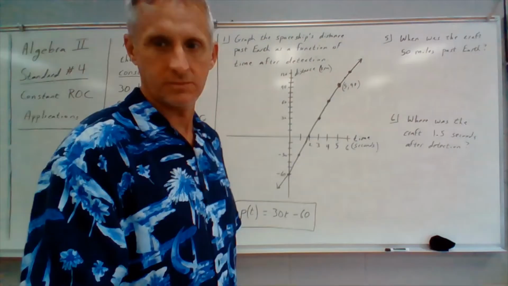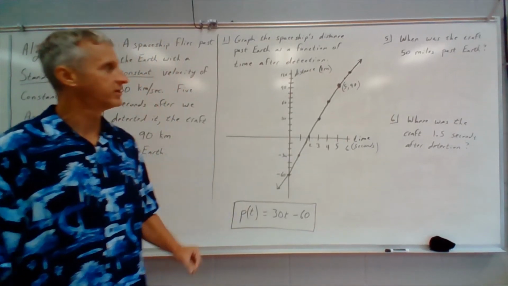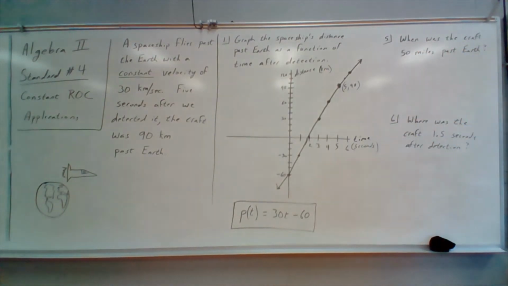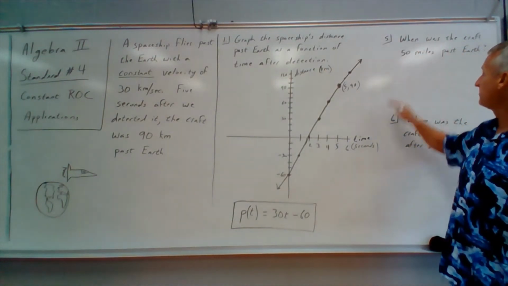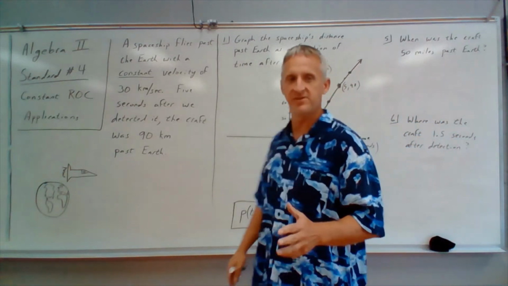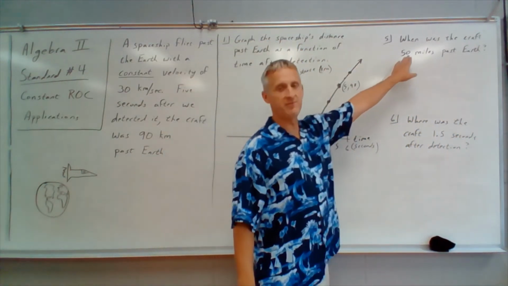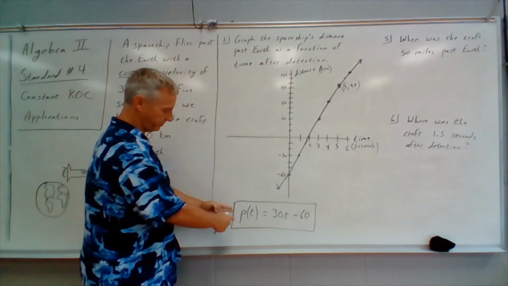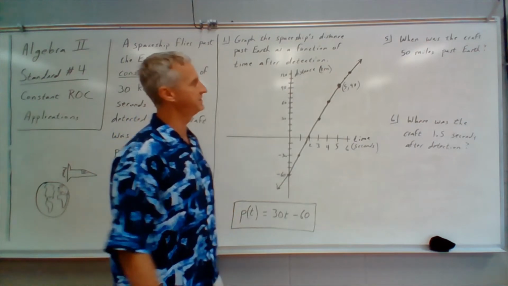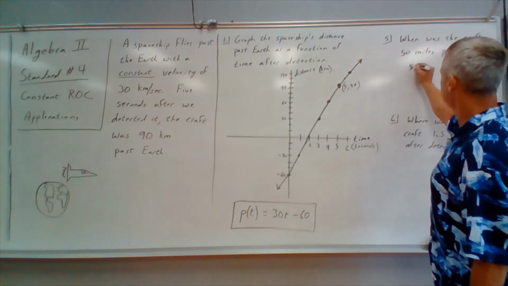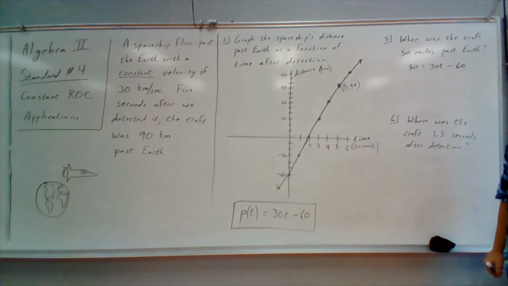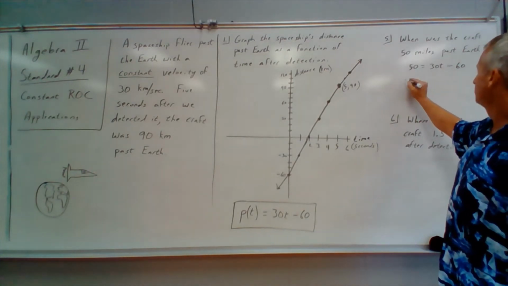All right, a couple more questions here about the spacecraft. The first one: when was the craft 50 miles past the Earth? So I want to know at what time it was 50 miles past Earth. I'm giving you a position, the distance, and I want to know the time. So I'm going to plug 50 in for my distance. So 50 is equal to 30t minus 60. I'm going to add 60 to both sides, so that'll be 110 is equal to 30t.